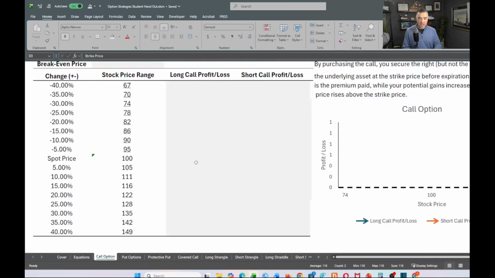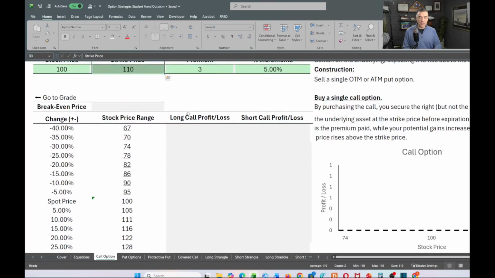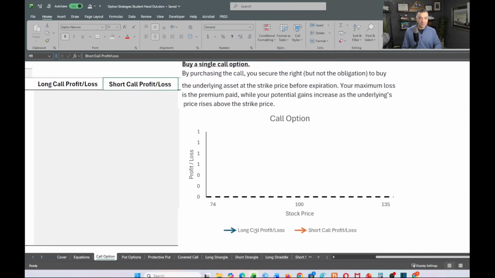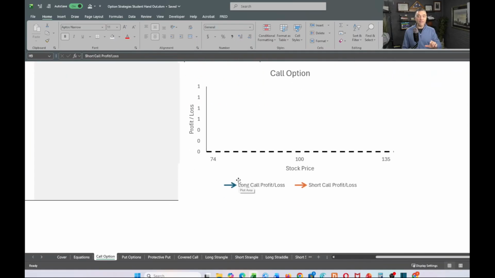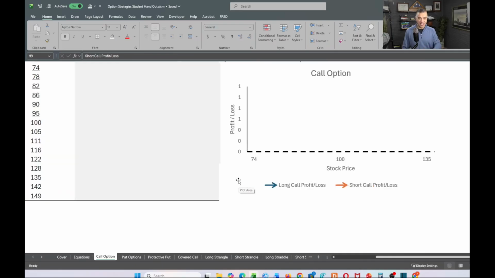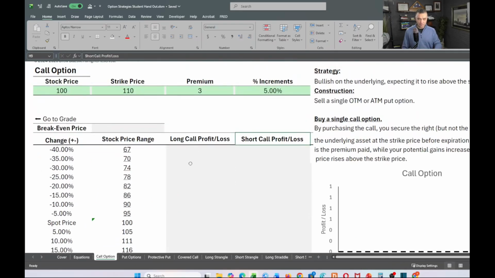All right, so let's look at the terminology here. We have a couple things. We've got something called a long call. That means you're buying the contract. This is called a short. That means you're selling the contract. Now we want to know the profit and loss for both, and we're going to see a graph pop up for the profit and loss for the buyer and the seller. So let's get to it.